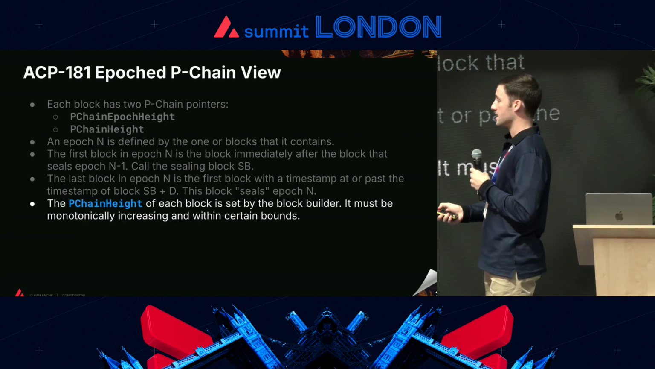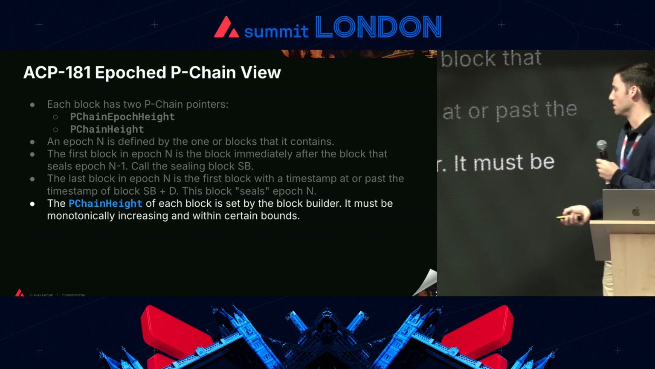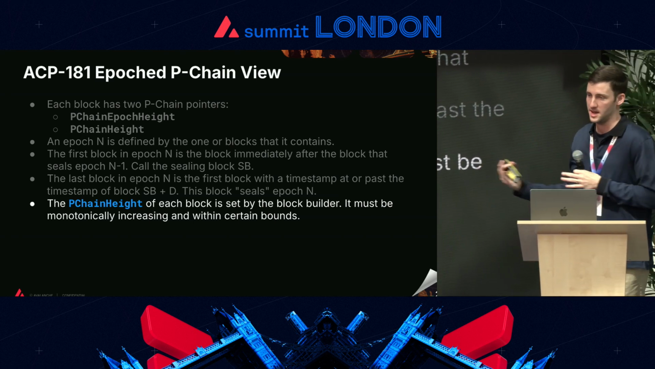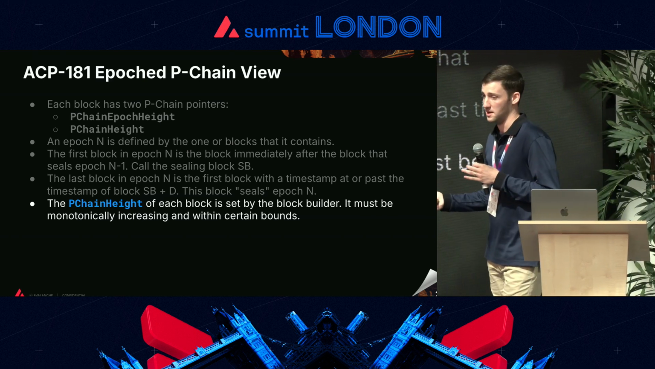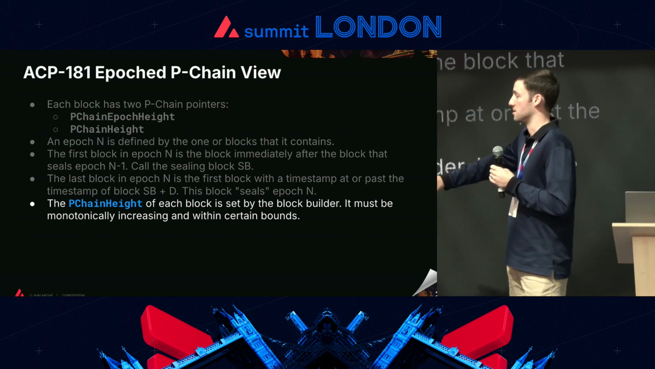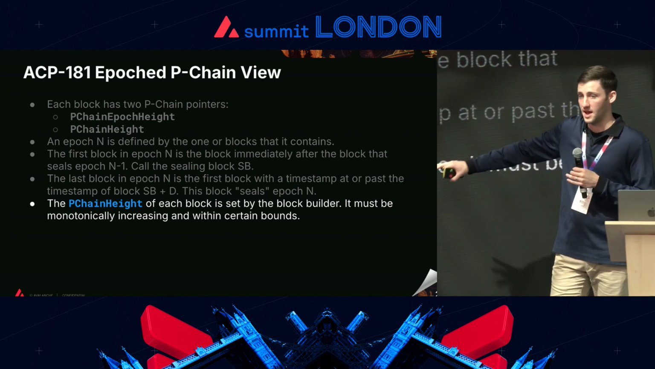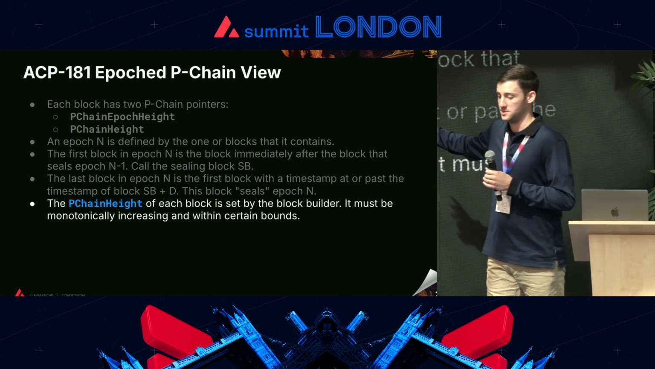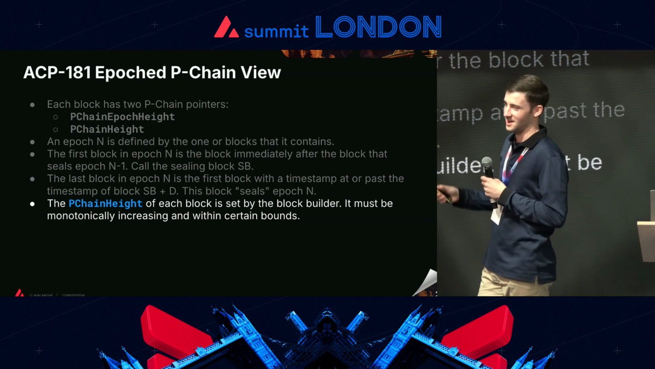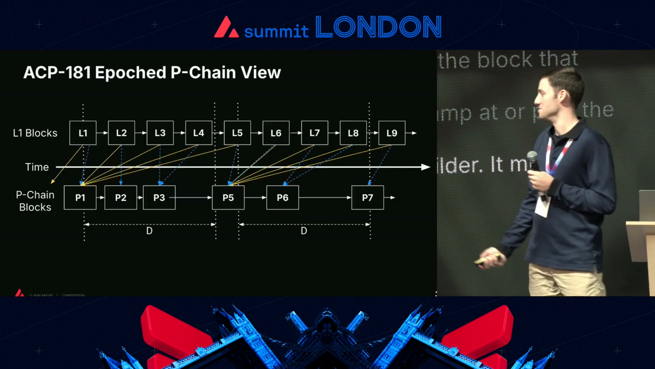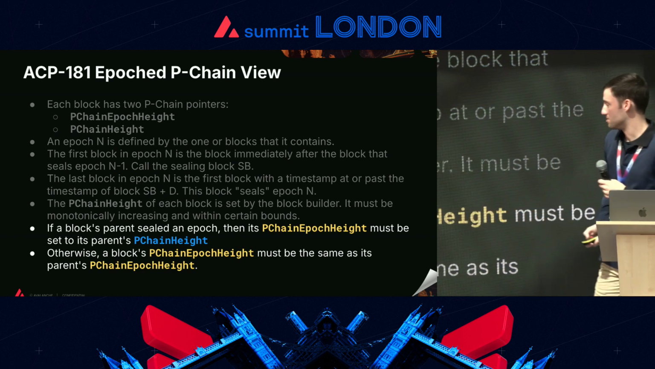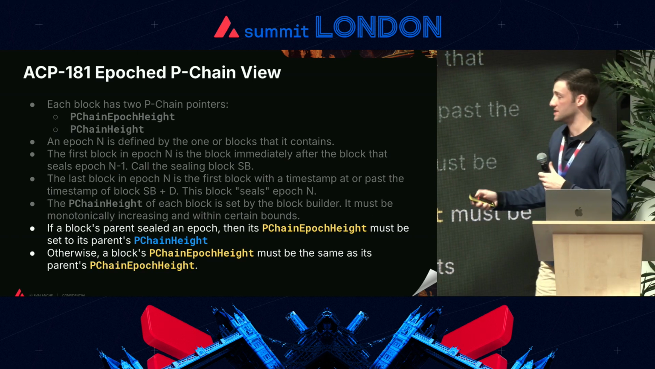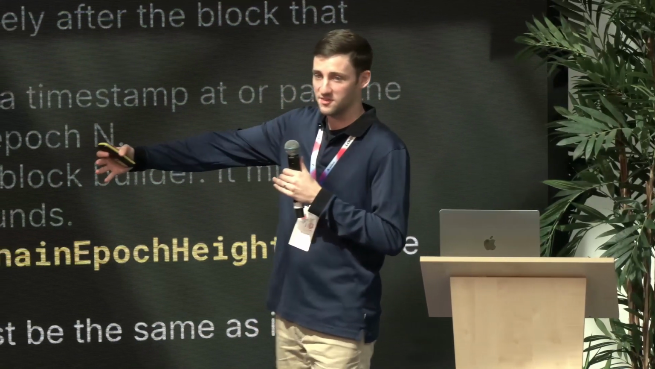The p-chain height of each block is set by the block builder. Similar to how it's done today, it can advance arbitrarily. It must be monotonically increasing within certain bounds. This is the same as it is today, except the p-chain height is actually no longer used for the ICM verification. We always use the p-chain epoch height so that it's consistent for that period of time D. And lastly, if a block's parent sealed an epoch, then its p-chain epoch height must be set to its parent's p-chain height. So this is how we handled the transition case smoothly.